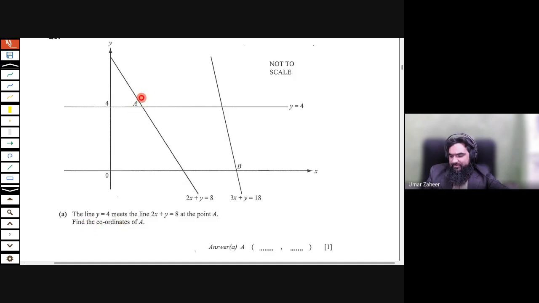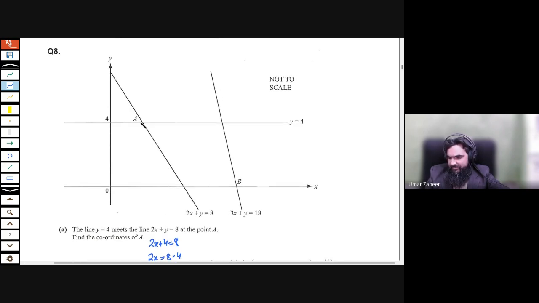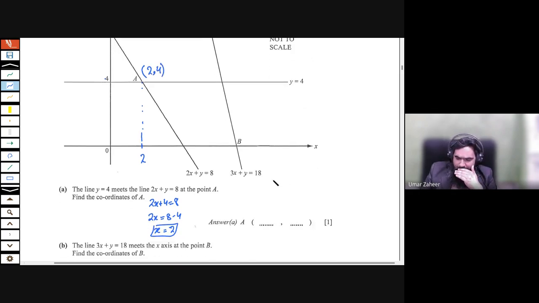We need to find this. It's very simple. It is y is equal to 4, so substitute it here. We have 2x plus 4 is equal to 8. So 2x is equal to 8 minus 4. 8 minus 4 is 4, 4 over 2 is 2. This means that the x coordinate of this point is 2 and the y coordinate is already 4. So it is (2, 4).